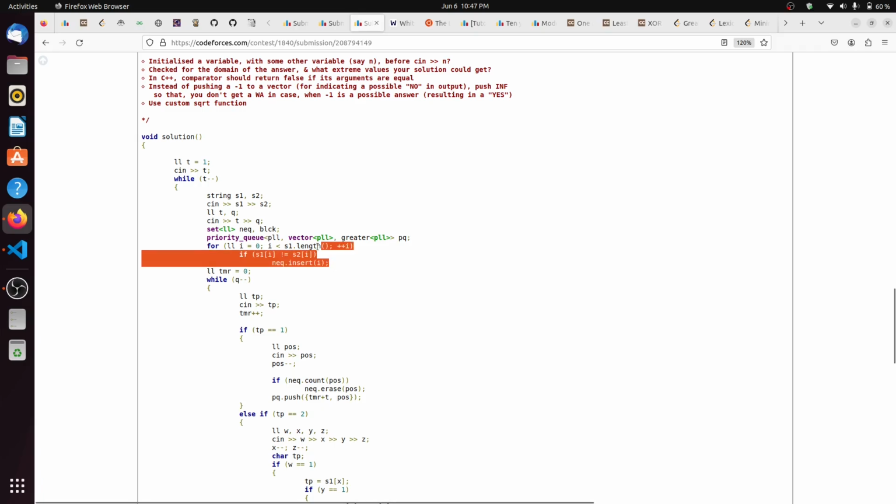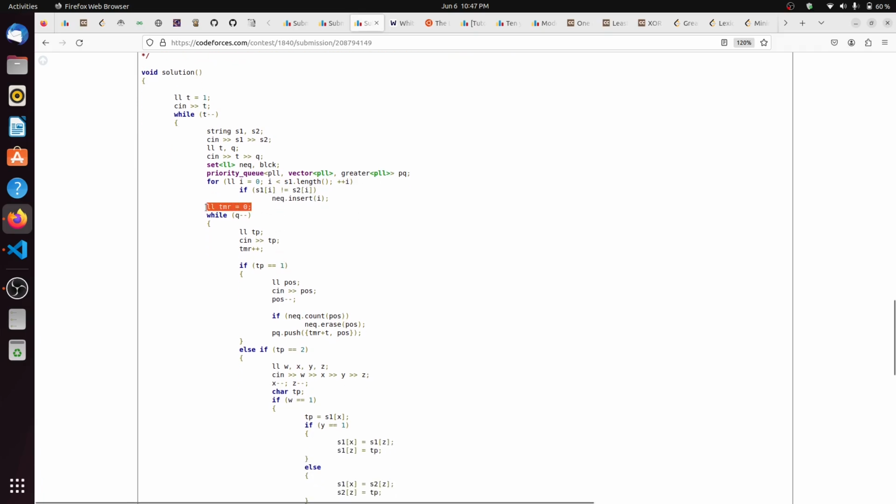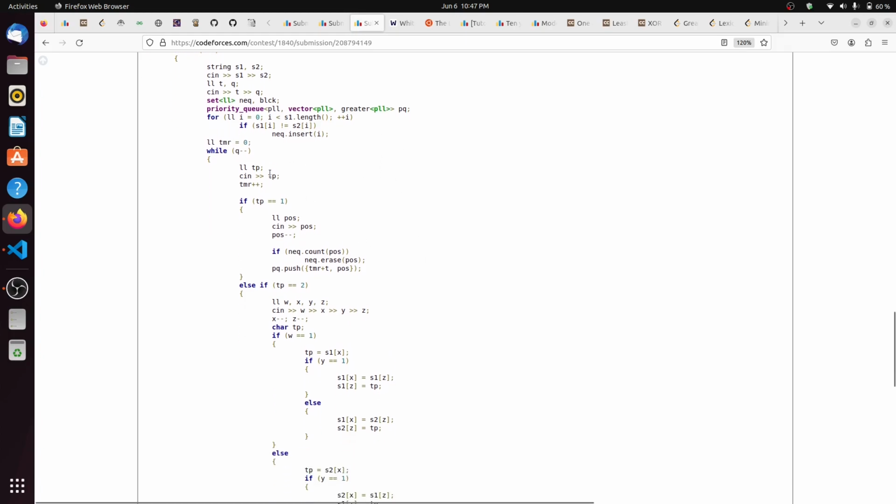Then I have this for loop to insert into the neq set the indexes which are not equal in both of these strings. After that I have a global timer which is initially set to 0. Then I have a while q-- loop to process the queries. Here tp means the type of query, and before going anywhere I am incrementing this timer globally for every kind of query, for all the queries. So this timer is incremented every time.